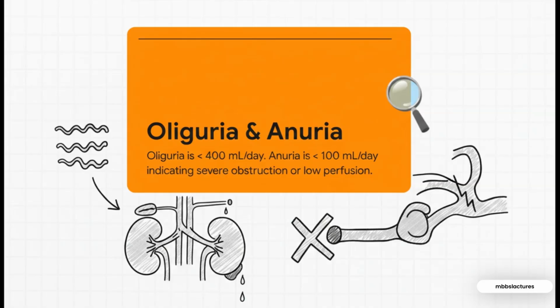Why? Well, because conditions like intravascular volume depression trigger the renin-angiotensin-aldosterone system along with ADH release, which promotes intense sodium and water retention. Then we have anuria, which is less than 100 milliliters per day. Now, when your patient is anuric, you need to immediately suspect a severe anatomical blockage. Think complete prostatic enlargement, or maybe a catastrophic lack of perfusion, like an aortic dissection that's involving the renal arteries.